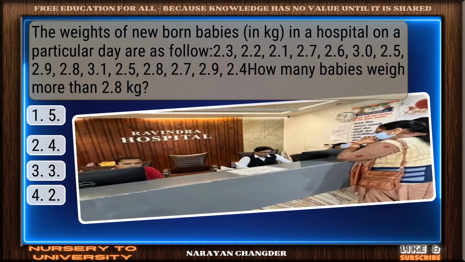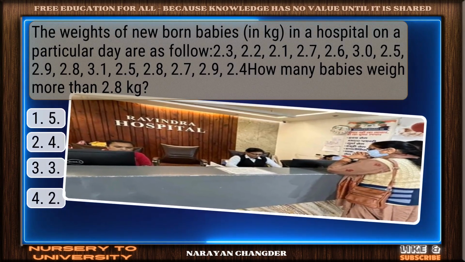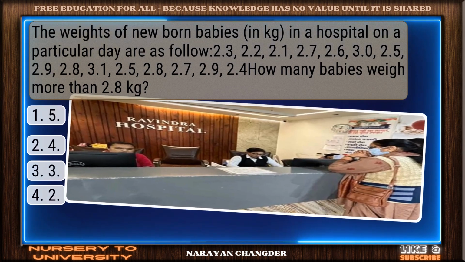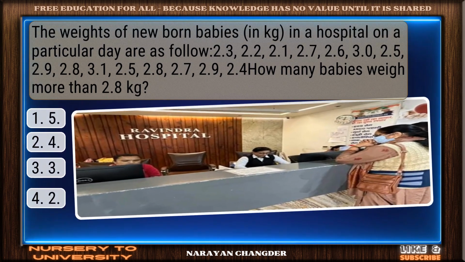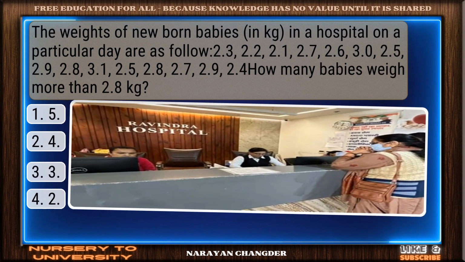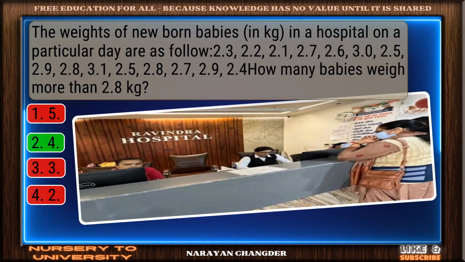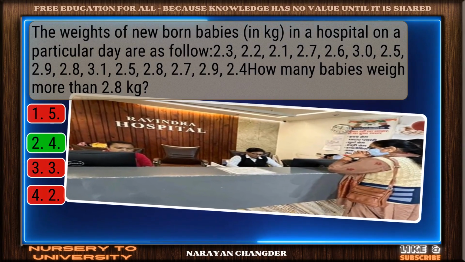The weights of newborn babies in a hospital on a particular day are as follows: 2.3, 2.2, 2.1, 2.7, 2.6, 3.0, 2.5, 2.9, 2.8, 3.5, 2.8, 2.7, 2.9, 2.4. How many babies weigh more than 2.8 kgs? Good thinking. 4 is the right answer.